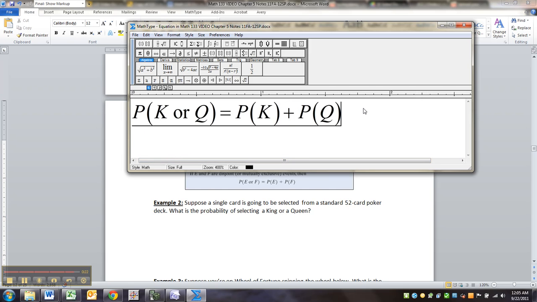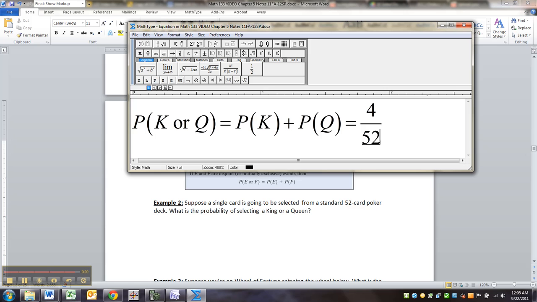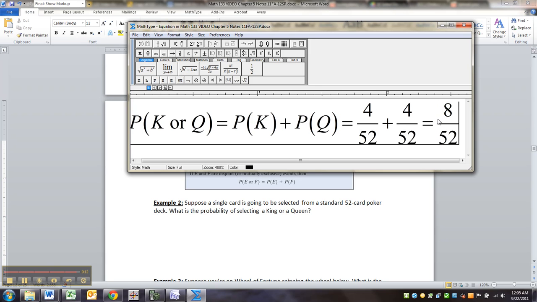The chances of a king is 4 out of 52. The chances of a queen is 4 out of 52, which means altogether it's 8 out of 52. And you can find what that decimal is with Excel or your calculator. All right, we're done with that one.